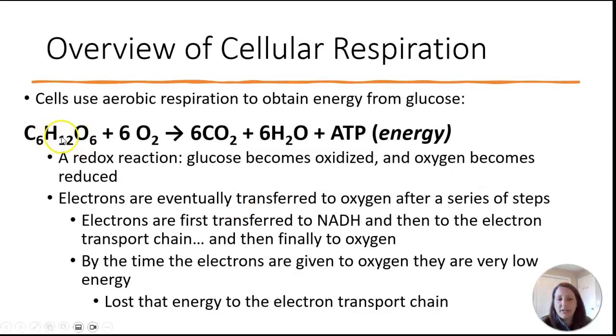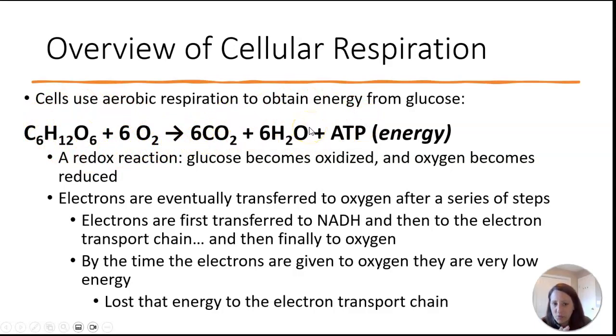So C6H12O6, this represents glucose, plus 6 molecules of O2. This is oxygen, or we could say molecular oxygen. And that's going to yield, here's our arrow, 6 molecules of carbon dioxide, 6 molecules of water, H2O, plus energy in the form of ATP. Okay, so remember, on the left side of our equation are our reactant molecules, and on the right side of this equation are our products.